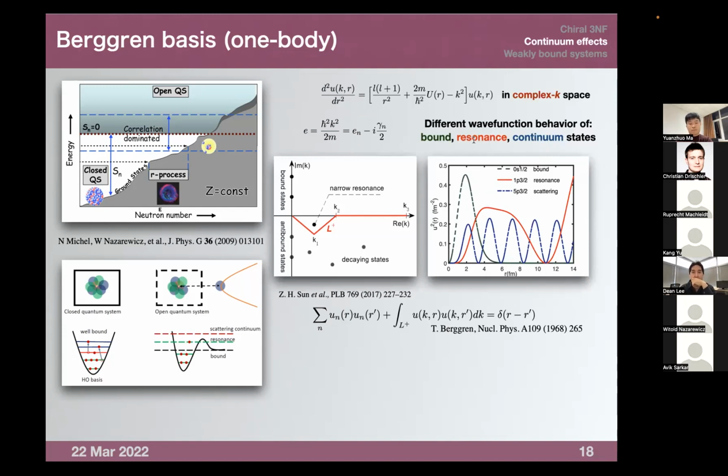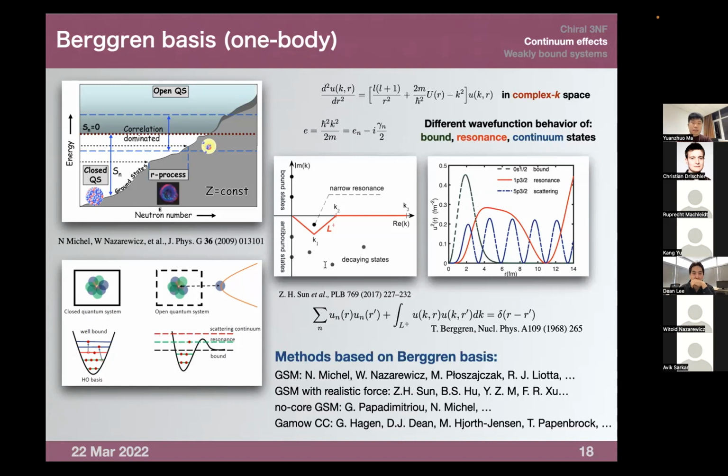There are several methods based on this Berggren basis, and they have achieved quite a lot of success. What we want to do is take advantage of the Berggren basis and combine it with the many-body perturbation theory, which we discussed before. From that framework, we can use chiral force to study weakly bound systems.